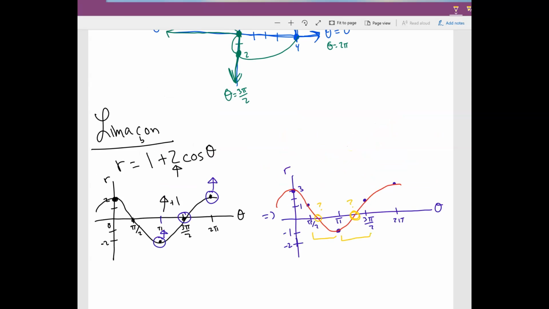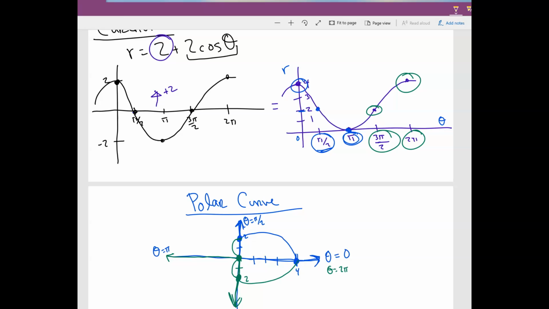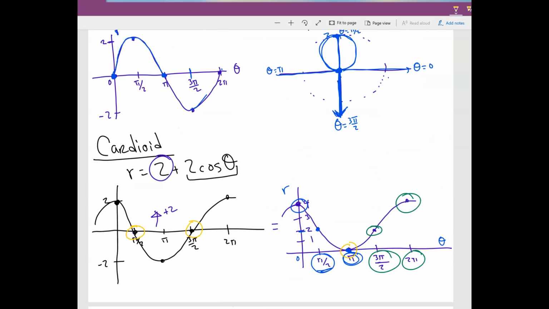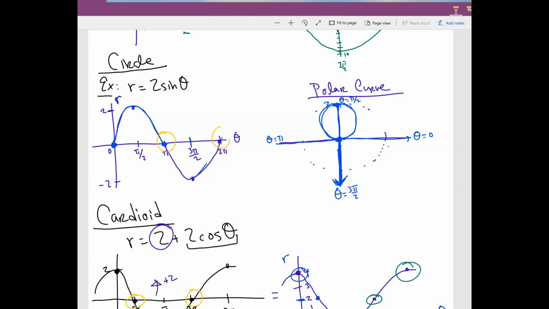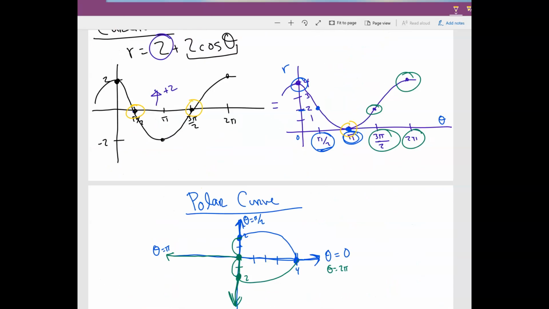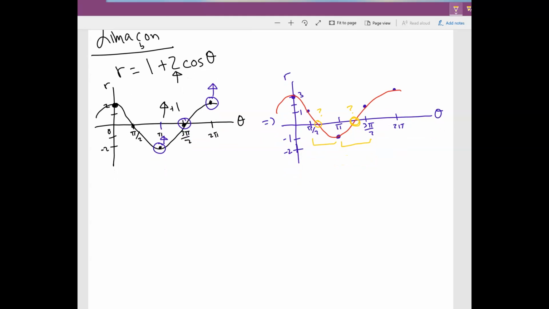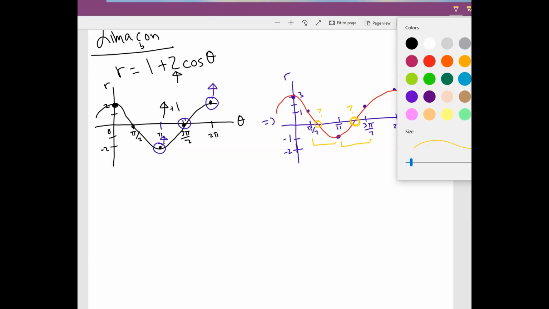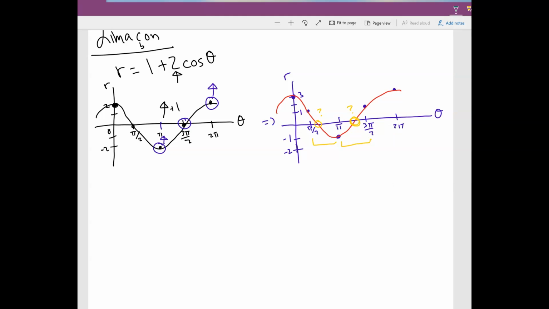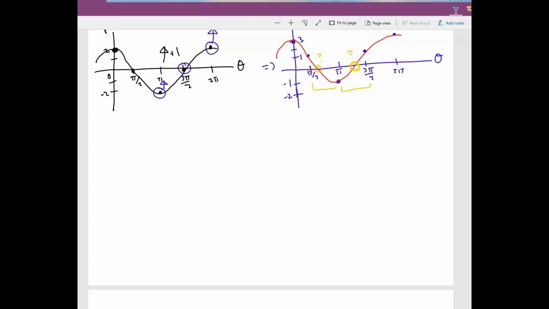In the previous problems, whenever the graph went to 0, we knew what the points were. However, here, we don't know what they are. But we know that it's somewhere between pi over 2 and pi and 3 pi over 2. Obviously, we can figure it out by setting r equal to 0, but it's not necessary. So we have to take that into consideration. Let's go ahead and graph this.